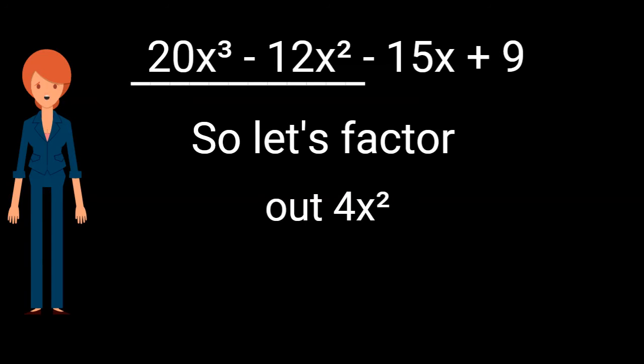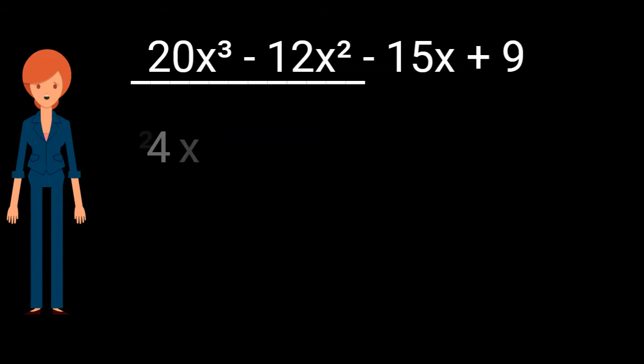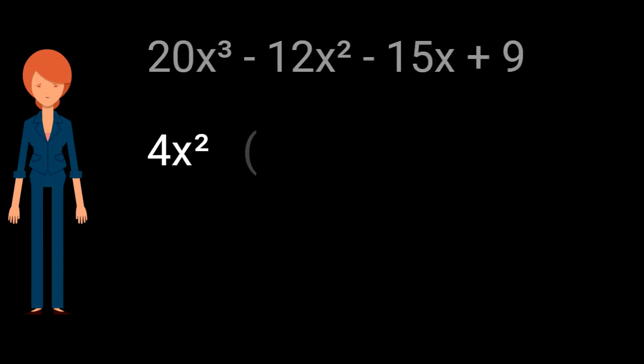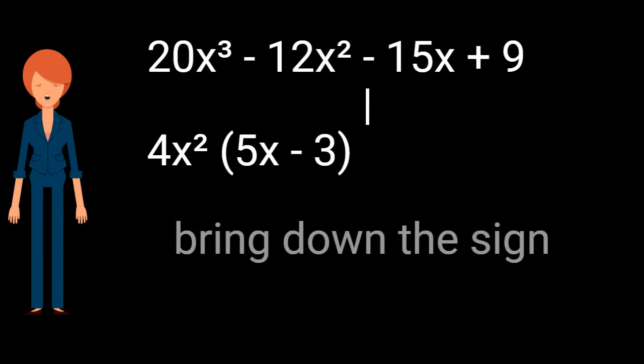All right, so let's factor out a 4x squared. So we factor out a 4x squared. The first term will be 5x, and then minus 3. Our next step is to simply bring down the sign.